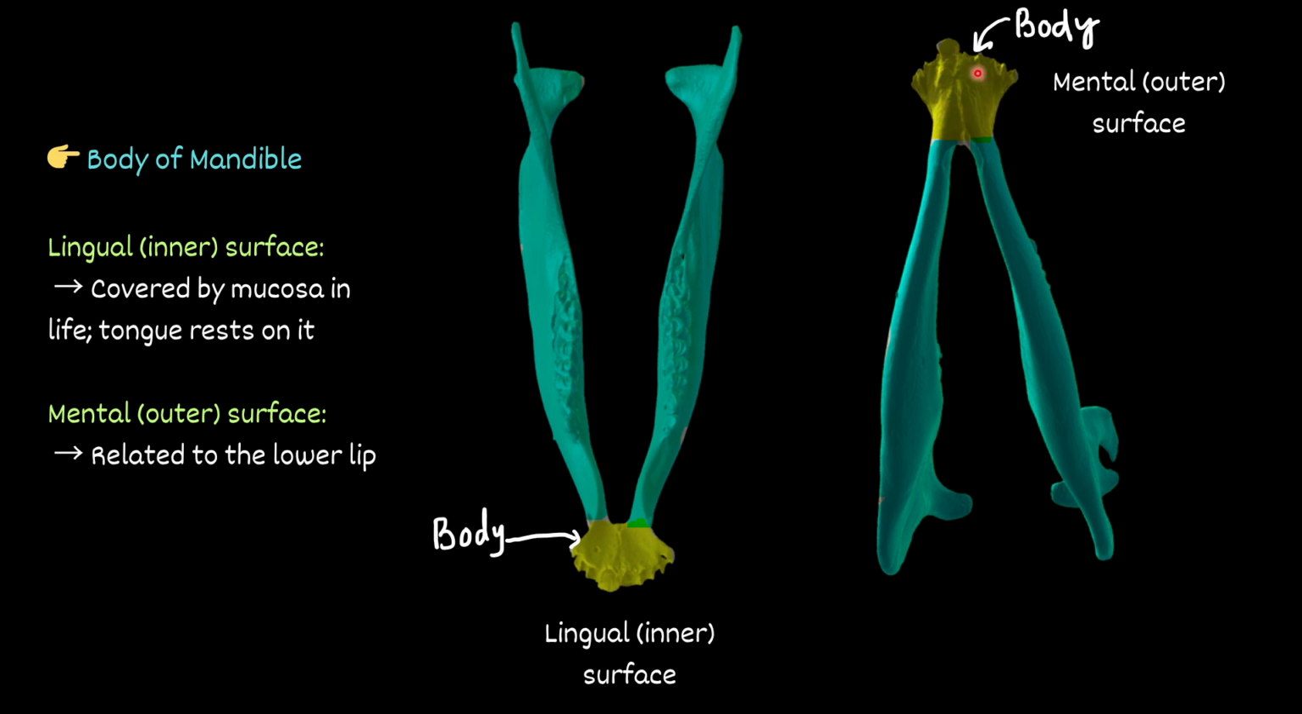Body of the mandible: the lingual or inner surface is covered by mucosa in life, and the tongue rests on it. So you can see, this surface is the lingual or inner surface. The tongue of the animal rests on this surface. Then the mental or outer surface is related to the lower lip. So this is the mental or outer surface, and below this you will find the lower lip.